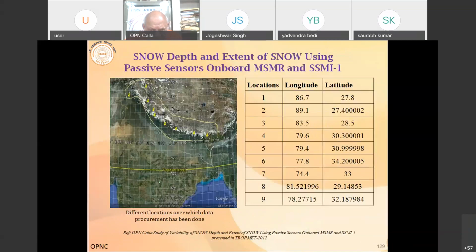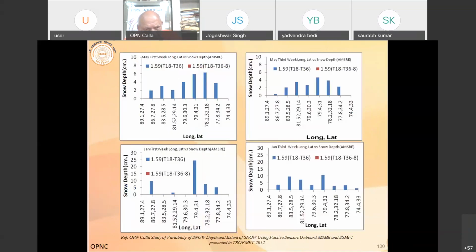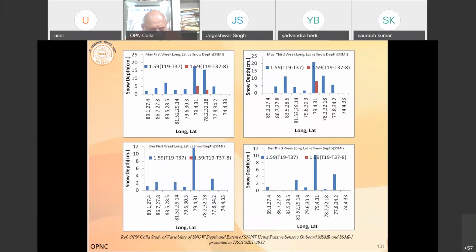And here in the Himalayan region, we have 9 points, each with a longitude and latitude. For each of those longitude-latitude points, we tried to get the snow depth in centimeters and its variability with date. For this we used the MSMR and SSMI data. So these are the variabilities that you see here, the snow depth. And there is a meaning in that, which I will tell you later.